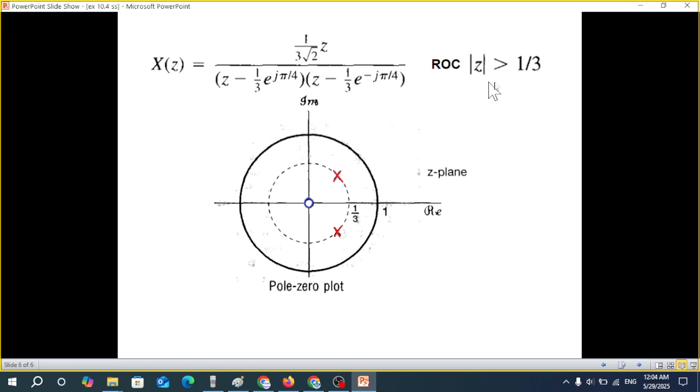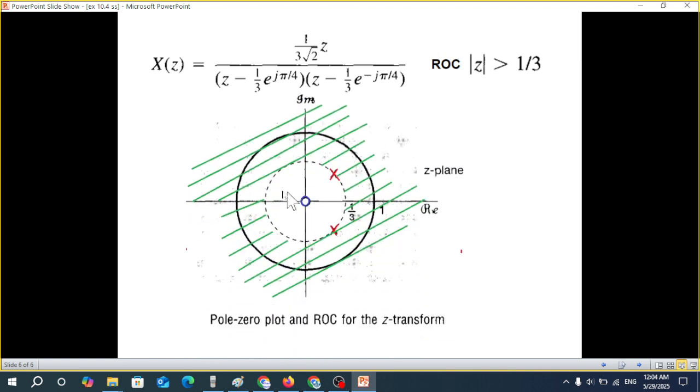Now we will plot the ROC. The region of convergence has to be outside this circle, greater than 1 over 3. So let me try to plot it. The green line is showing the ROC. So this picture represents the poles, zero and also the ROC of the Z transform. I hope you have been able to follow this. Please let me know through your comments. Thank you.